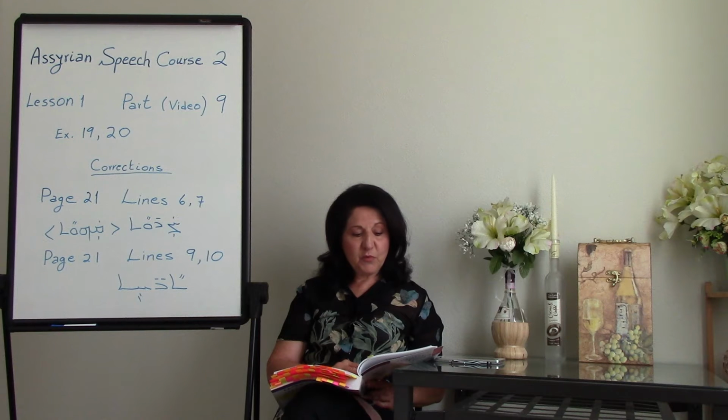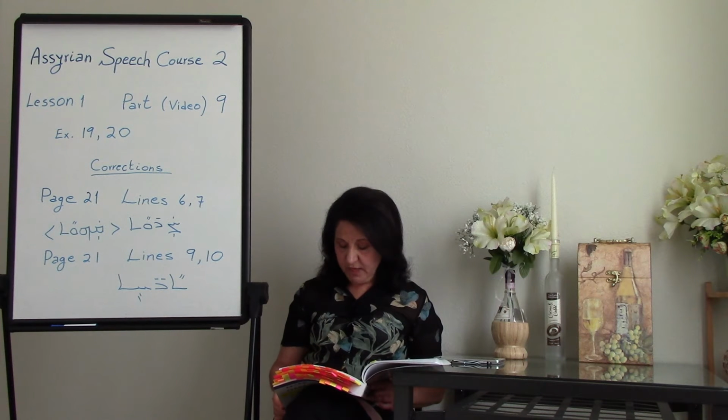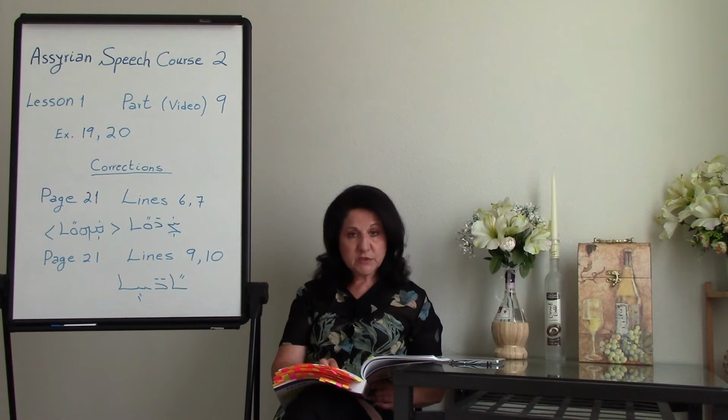In this video, we will do exercises 19 and 20 from lesson 1. Please have a look at page 21, lines 6 and 7. The word sarwa, which means coffee, is missing. So, gaukasa eats sarwa and then kahwa. And on lines 9 and 10, the words arche, guests, should be with skapa on alla. This is a typing error.